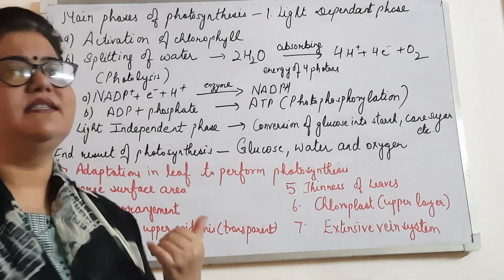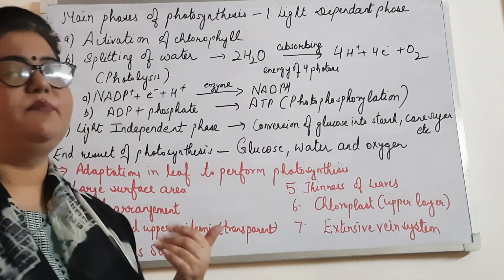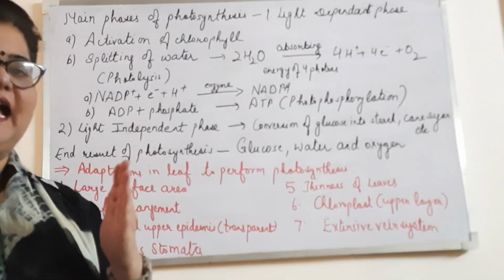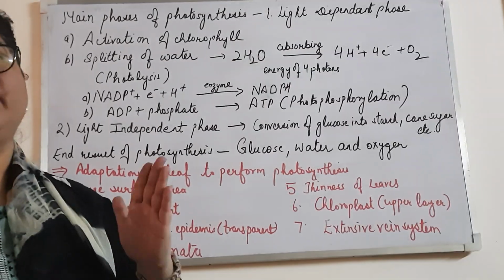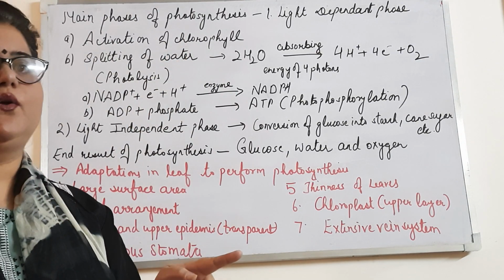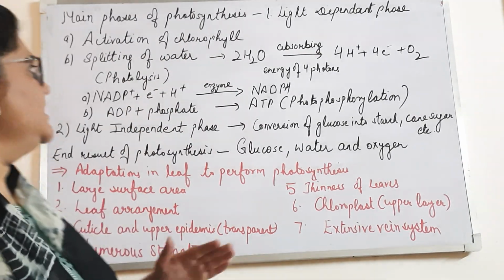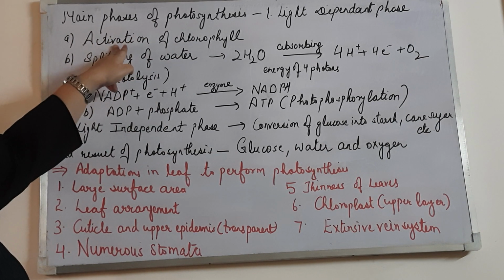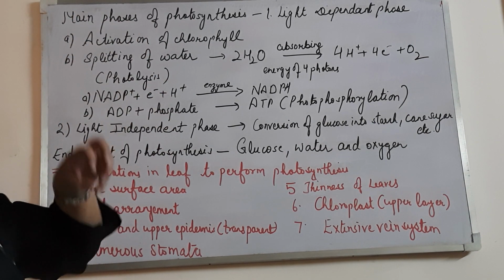And where is the chlorophyll present? It is present in the thylakoids. So this process happens in the thylakoids of the chloroplast, because in the walls of the thylakoids the chlorophyll is present. So that's all about this process, how it activates. It activates by absorbing the light energy.